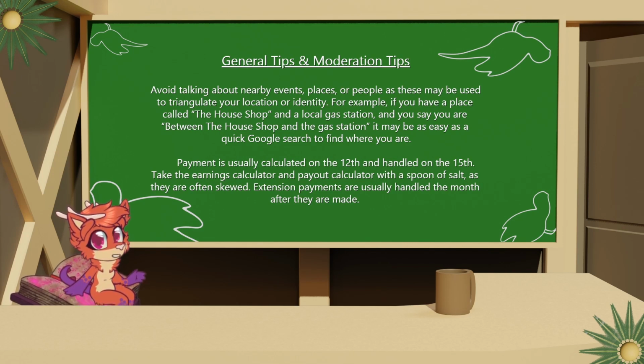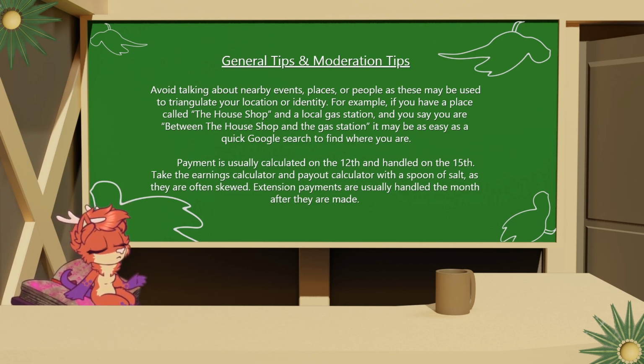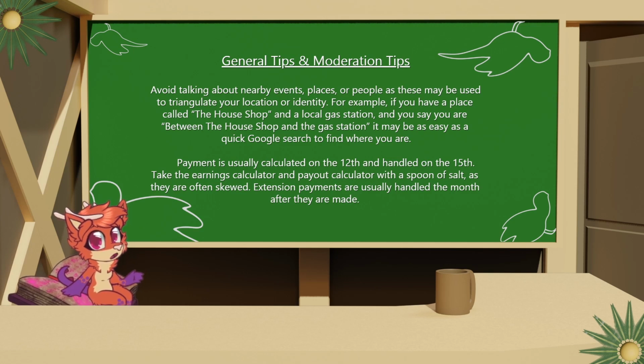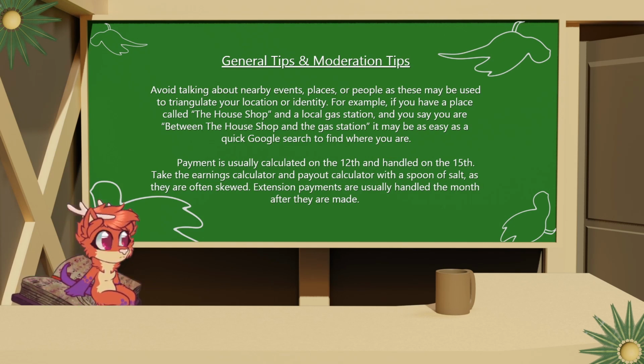Extension payments, such as crowd control and etc., are usually handled the month after they are made. So, for example, if someone cheers like 2,000 coins in crowd control, you're like, yippee, $20! But then you get the payout and there's no $20. That's because oftentimes there's a delay. And next month you'll be getting, yippee, $20!